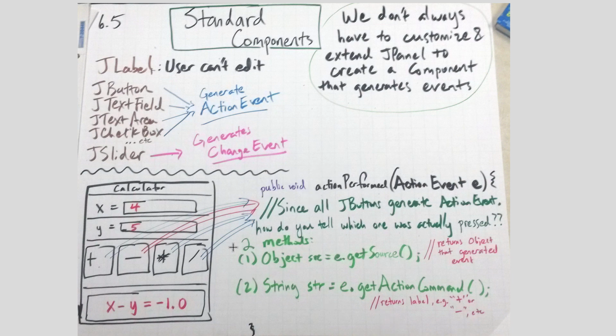So you're going to have to catch those action events with the actionPerformed listener. Now here's a good question. What if I have 4 buttons here, and all of them generate action events? How would I know whether it's a plus, a minus, a times, or a divide? Since all JButtons generate these, how do you tell? There are actually 2 ways. We can do e.getSource, which will return the object that generated the event, or we could do e.getActionCommand, which will give us a string, which is the label of the button or the text field or whatever. We'll probably do this a little bit more, but just recognize that you can either get the object with getSource or get the string with getActionCommand.